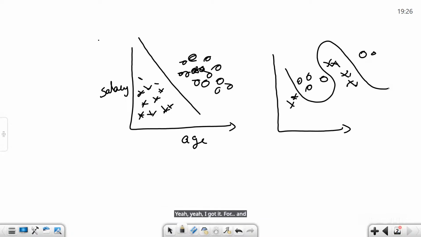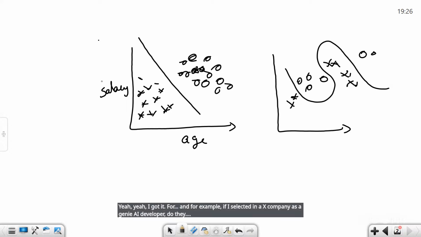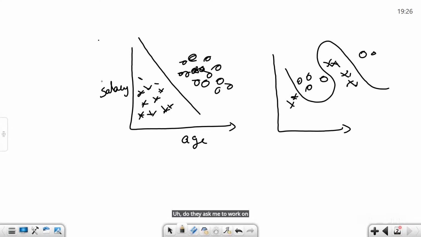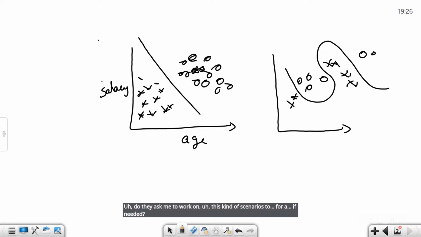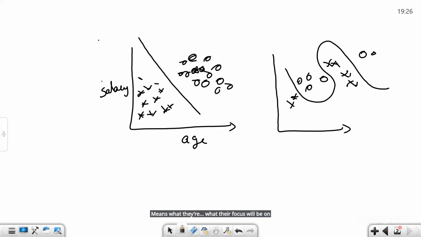For example, if I am selected at company X as a Gen AI developer, would they ask me to work on this kind of scenario too if needed? Or will their focus be only on generative AI tasks? You will directly work on neural networks and all.